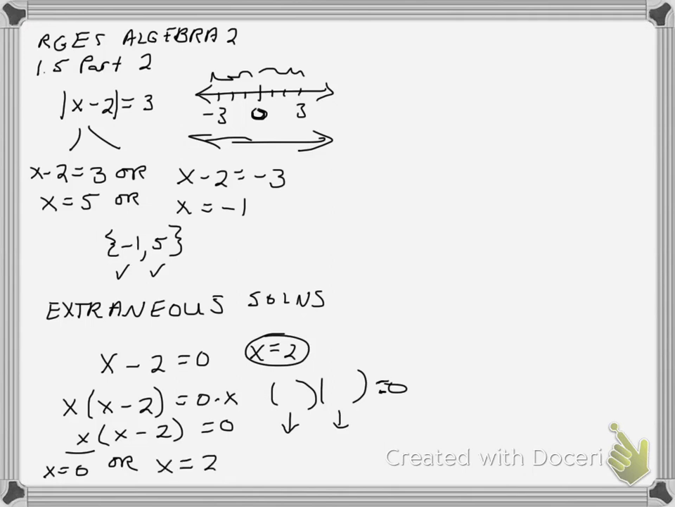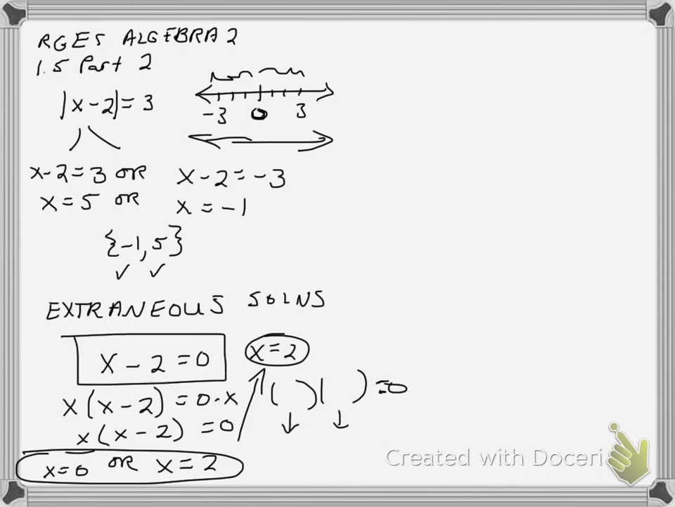Notice here I had two solutions, and here I only had one solution, which is correct. Well, the original equation was this. Plug both your solutions back into the original. Does 0 minus 2 equal 0? No. So this is invalid. The first solution set is invalid. The x equals 2 is the only valid solution set.